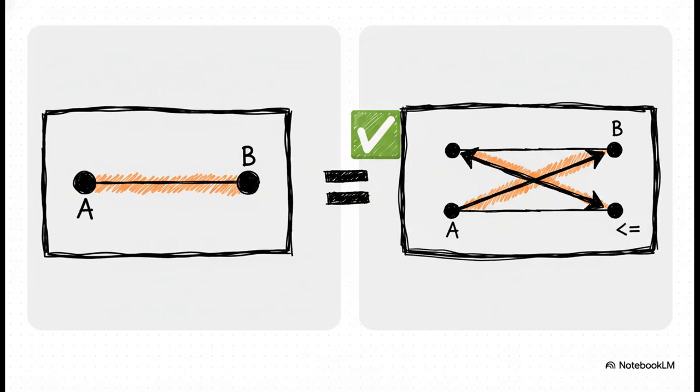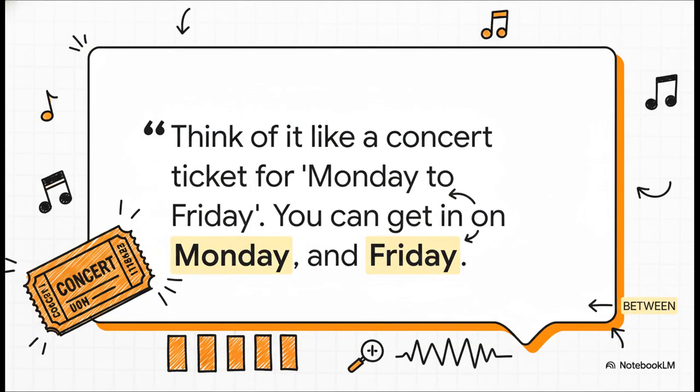As you can see right here, saying between A and B is the exact same thing as writing greater than or equal to A and less than or equal to B. Both of those endpoints are included in the results. It's not just what's in between them. Here's a really easy way to remember this. Imagine you have a concert ticket that's valid from Monday to Friday. You can get into the show on Monday, right? And you can still get in on Friday. The ticket isn't just for Tuesday, Wednesday, and Thursday. The between operator works the exact same way.